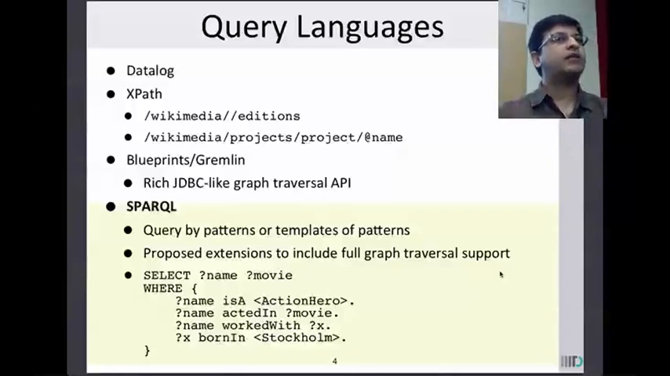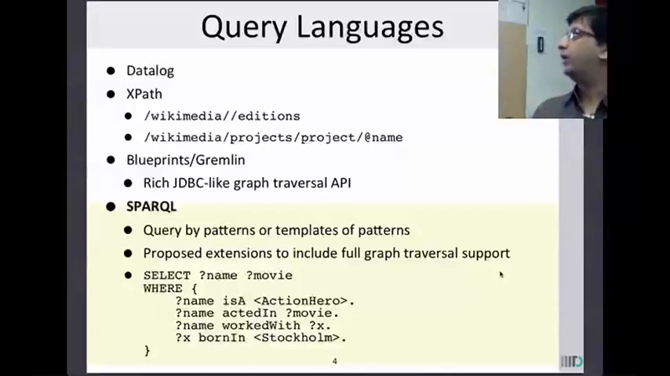And now there are extensions which are trying to move more towards the graph traversal support as well. So actually providing the paths and trying to find reachabilities and so on. That's hopefully going to come through in Sparkle 1.1 and 1.2. People are working on this.